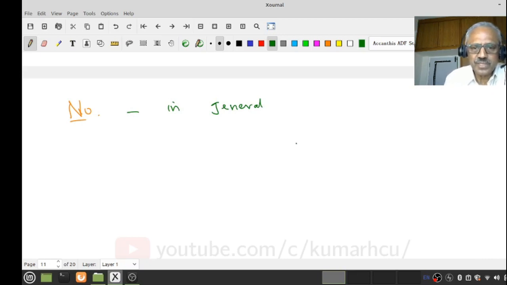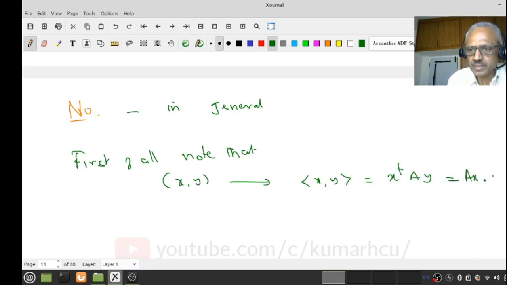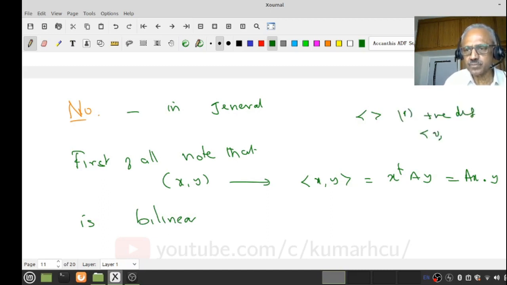What are the things which can go wrong? First of all, note that the map taking x, y to the inner product of x and y, which is X transpose AY, which is Ax dot y, is bilinear. What we want, the first thing, is positive definiteness, that is the inner product of v with v must be greater than or equal to 0 and equal to 0 if and only if v is 0. After that we want the inner product to be bilinear. That's what we do: the inner product of x plus x dash with y equals the inner product of x with y plus the inner product of x dash with y, etc., and similarly for scalars. So essentially only two conditions. First condition is positive definiteness, second condition is bilinearity. But the map you have defined here is a bilinear map automatically.